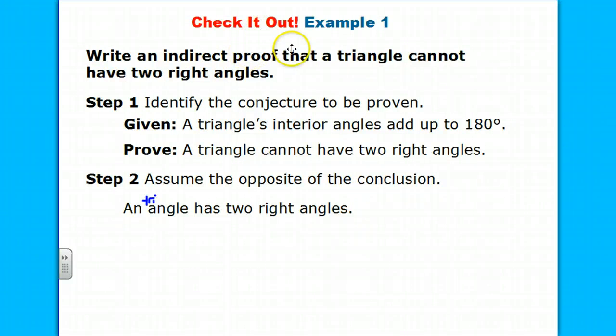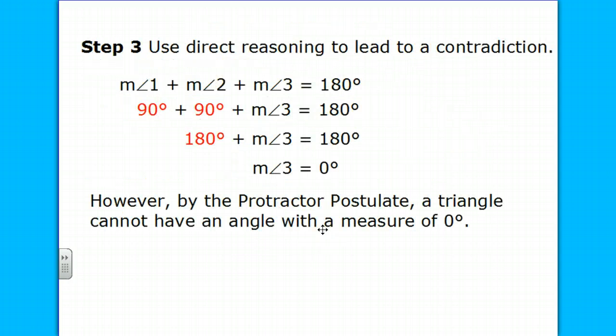Write an indirect proof that a triangle cannot have two right angles. So first, we're going to identify the conjecture. A triangle's interior angles add up to 180 degrees. We're proving a triangle cannot have two right angles. So assume the opposite of the conclusion. So we will assume that a triangle has two right angles. Use direct reasoning to lead to a contradiction, right?